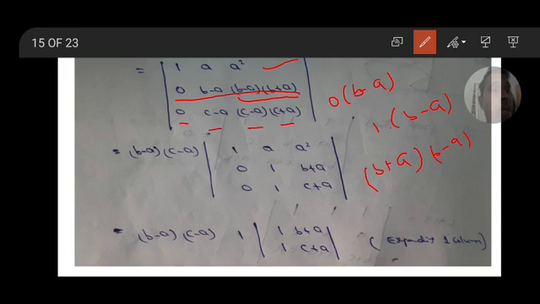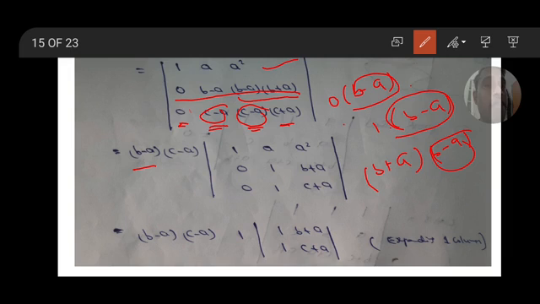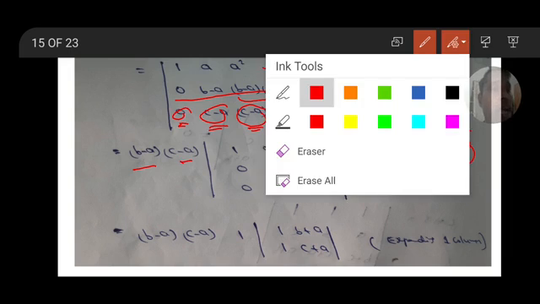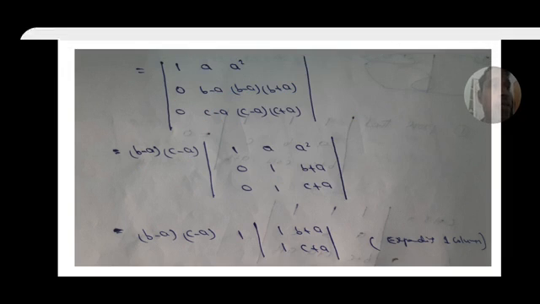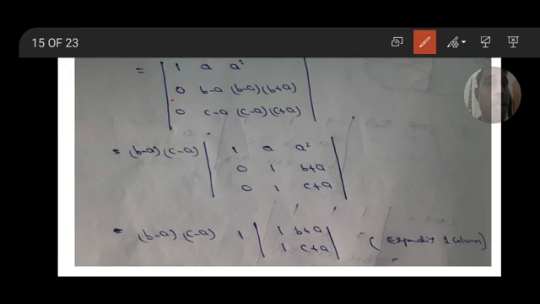Means every element 0, b minus a, 1 element is multiplied with b minus a, so b minus a is outside will come. And here 0 into c minus a, 1 into c minus a, c plus a into c minus a. Every element is multiplied with c minus a, so c minus a is outside. Second row, b minus a is outside. Third row, c minus a is outside.